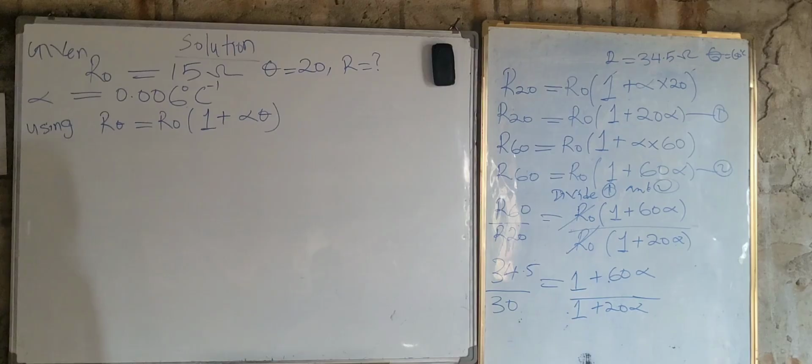The problem I'm having is, how do you distinguish between our R0 and that of our theta? Now we're going to solve more problems for better understanding. When the question immediately mentions the temperature at 0 degrees Celsius, that's R0. Let's look at this problem here.